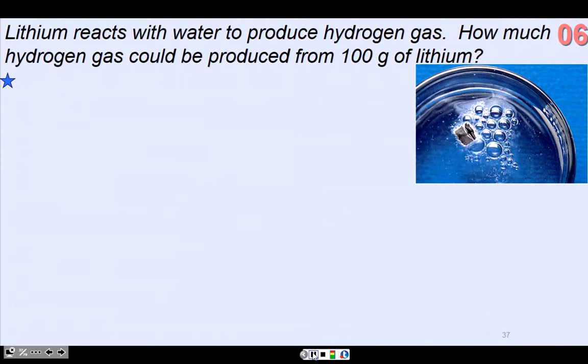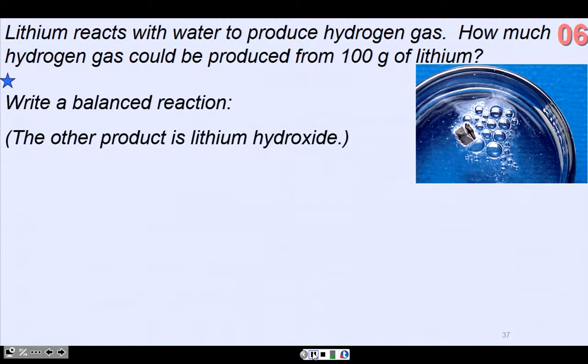OK, let's do another reaction that we might find interesting. And we'll see if we can make sense of the stoichiometry. Lithium metal is going to react with water to produce hydrogen gas. How much hydrogen gas would you get if you have 100 grams of lithium? Well, let's think about that. What do we have to do? First, we're going to have to write the balanced reaction and realize that the other product is lithium hydroxide. Sorry for sneaking ahead on you there.